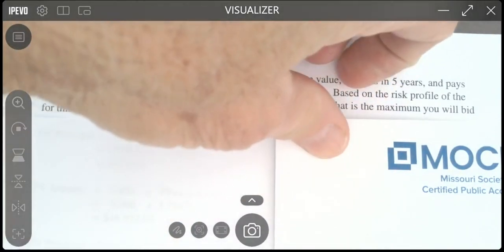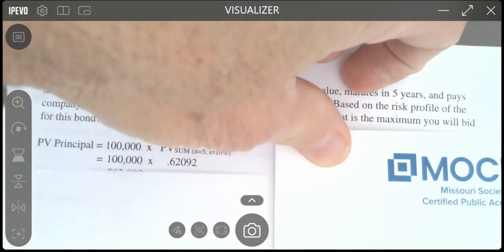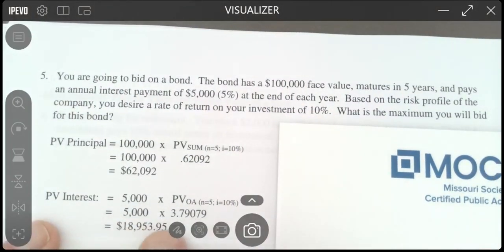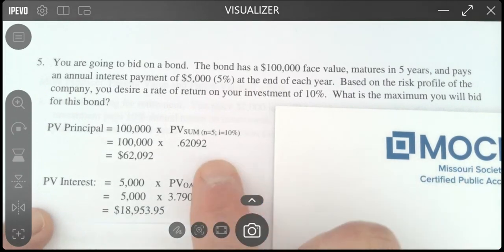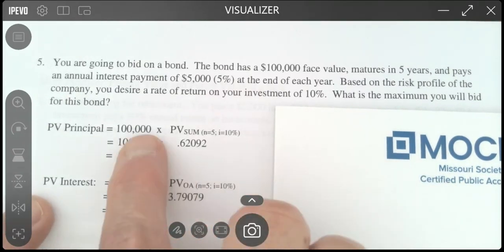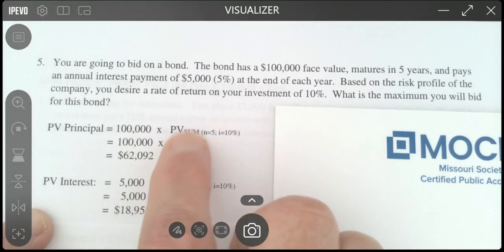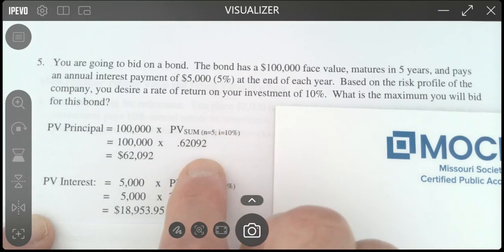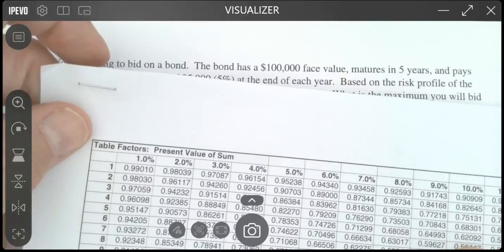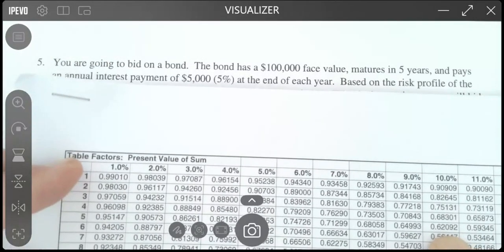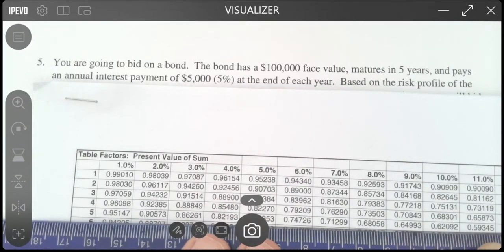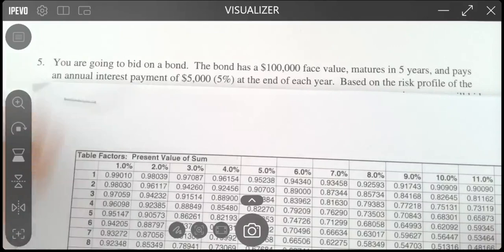So on this one, we have to do it in a couple of steps. We have to get the present value of the principal and the present value of the interest, each of which we've already learned how to do. So we know the principal, it's $100,000, and we want the present value of that for 5 years, discounted at 10%. That table factor, 5 years, 10%, is 0.62092.